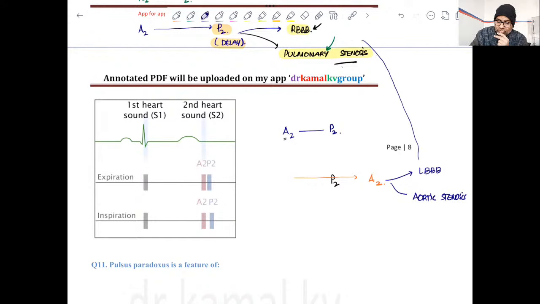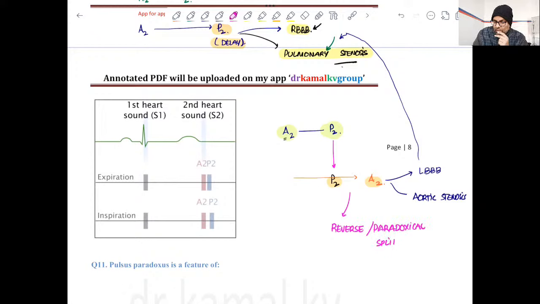Now these are the same conditions which we have discussed for delayed closure of the pulmonary valve, or P2. So here what will happen? The P2 will close at its own time, but the A2 will close after P2. So A2 will come after P2, and therefore now what is happening? The normal is A2 P2. This is the normal sequence for the second heart sound. But what is happening here? P2 A2. So this is reverse or paradoxical splitting.